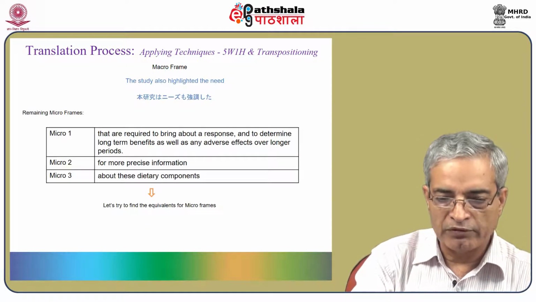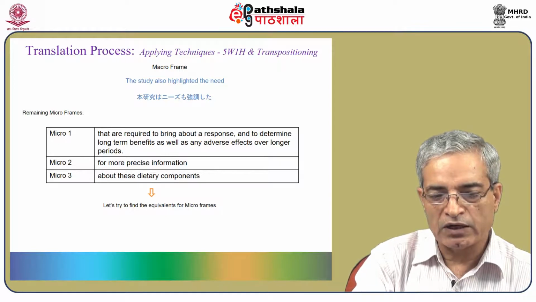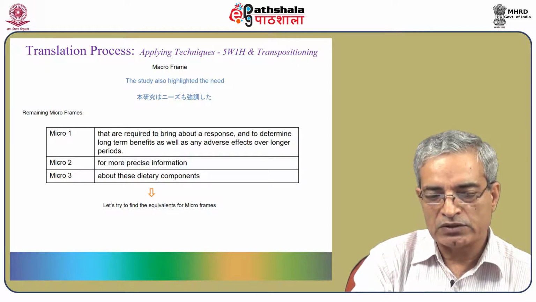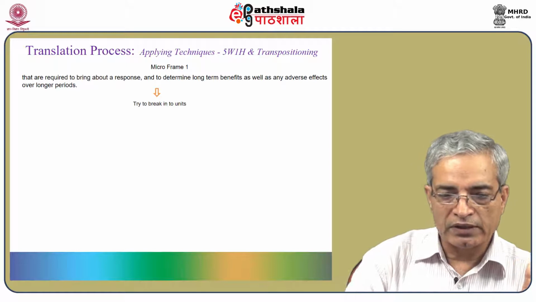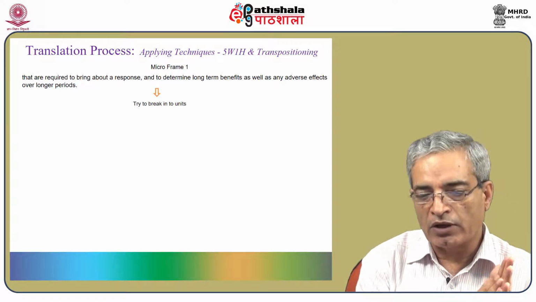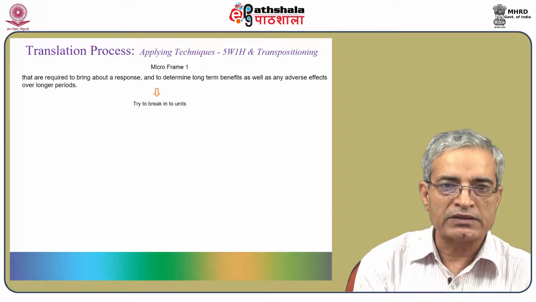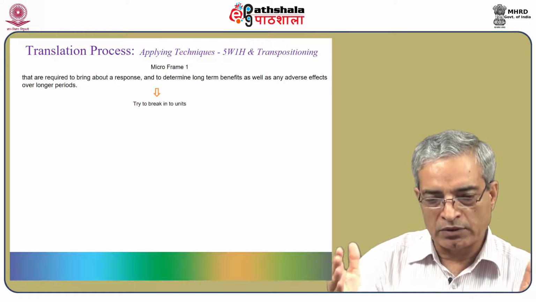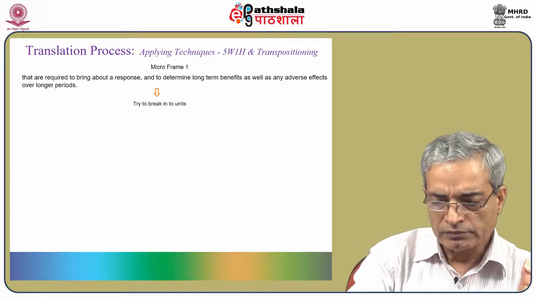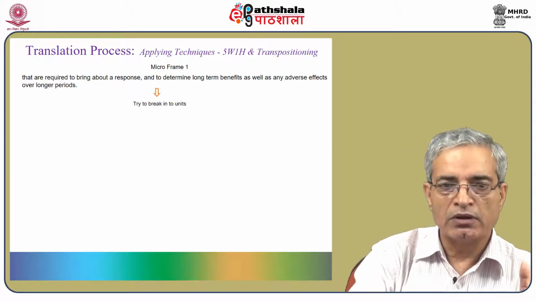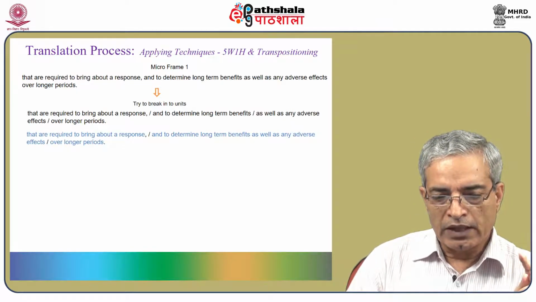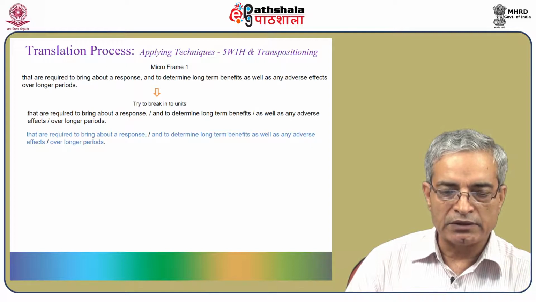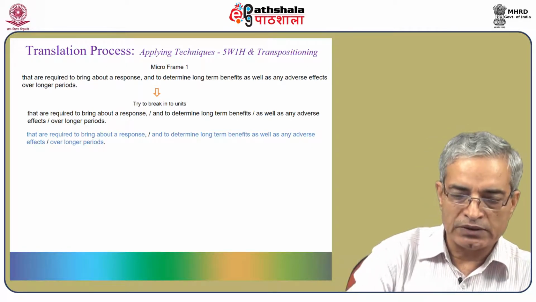Going for the microframe one by one. Let's see the first one, that is, that are required to bring about a response and to determine long-term benefits as well as any adverse effects over longer periods. When the sentence is long or the composition is long, this needs to be broken down. Let's break it into smaller units or segments. That are required to bring about a response is 1, and to determine long-term benefits as well as any adverse effects is 2nd, and over longer periods is 3.